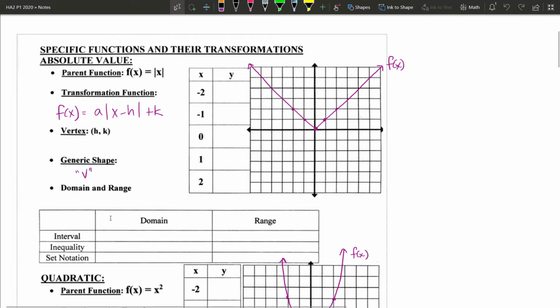So a is how fat the V is, and h and k are the horizontal and vertical shift respectively. So this is one we talked about. It feels like forever ago.